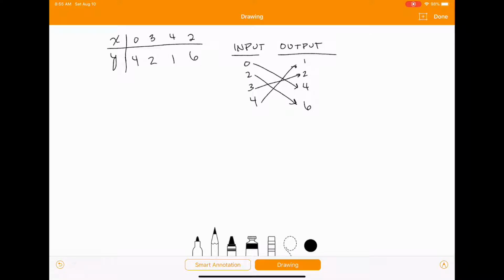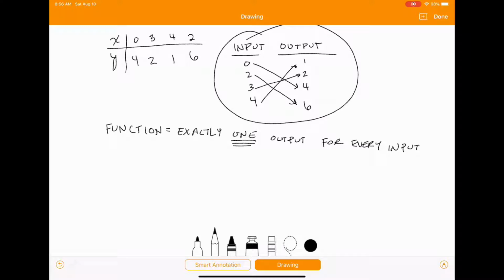And again, you could also graph this as well. Now, if you want to determine if this is actually a function or just a relation, then you have to check to make sure that there's exactly one output for every input. So for this example up here, if we look at that, for every input, we only have one arrow coming out of it, so therefore this is a function.